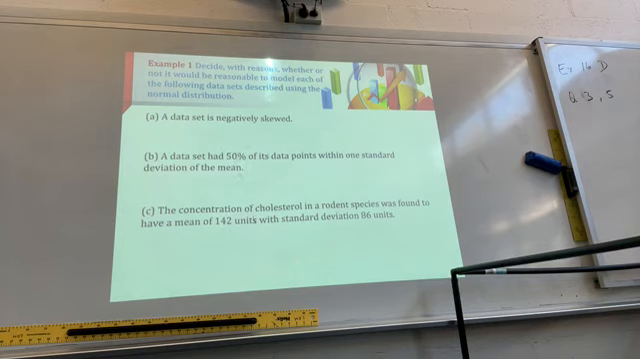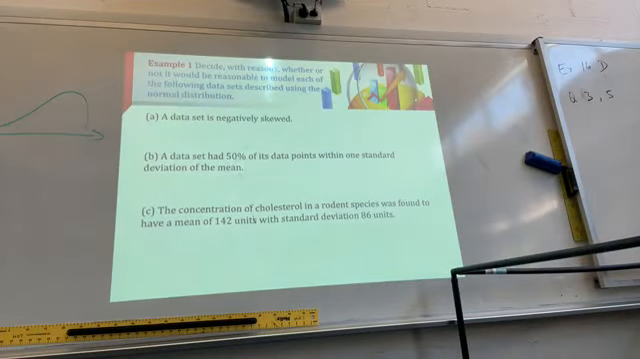Decide with reasons whether or not it would be reasonable to model each of the following data sets using the normal distribution. A data set is negatively skewed. So, if the data set is negatively skewed, it will look something like this. Right? So it is actually not symmetrical, is it? No. So is it suitable? No. So you need to give the reason. It is not suitable because it is not symmetrical.